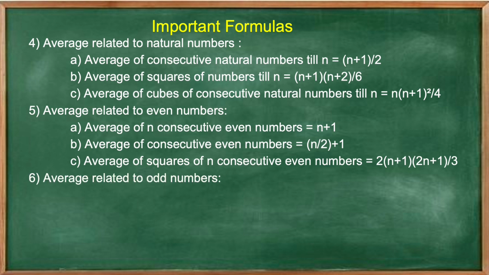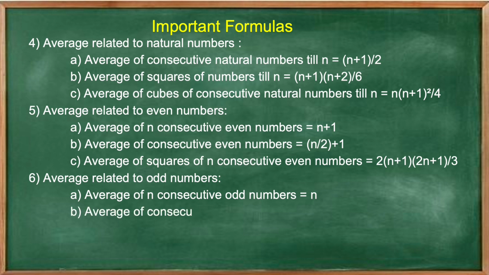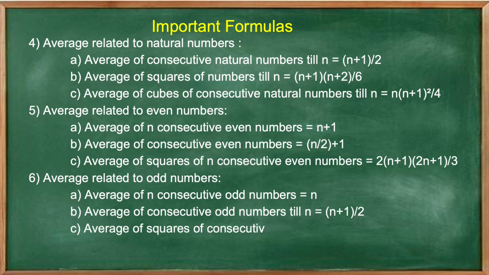Formula number 6. Average related to odd numbers. A. Average of n consecutive odd numbers is equal to n. B. Average of consecutive odd numbers till n is equal to (n plus 1) divided by 2. C. Average of squares of consecutive odd numbers till n is equal to n into (2n plus 1) divided by 3.